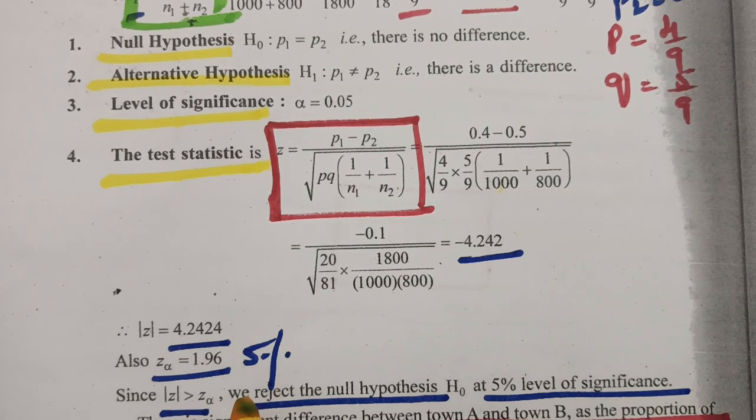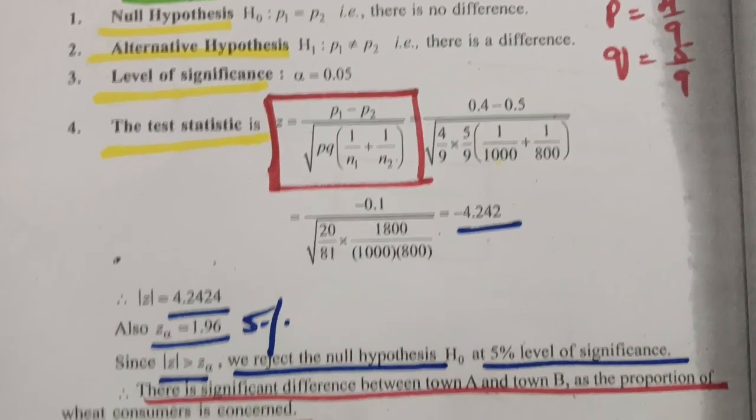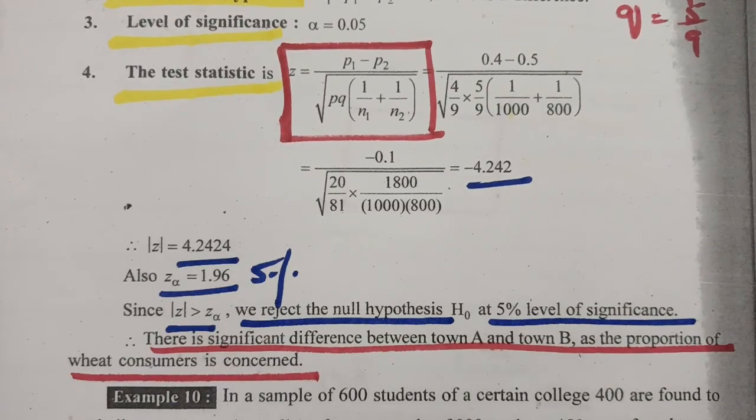and the calculated value is greater than the tabular value. Therefore, we reject the null hypothesis H naught at 5% level of significance, and therefore there is a significant difference between town A and town B as far as the proportion of wheat consumers is concerned.